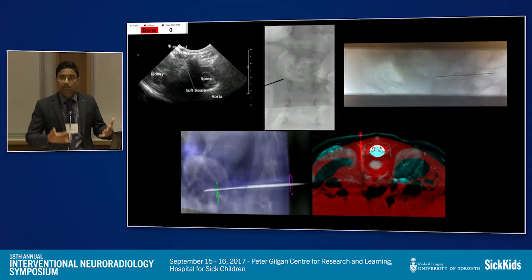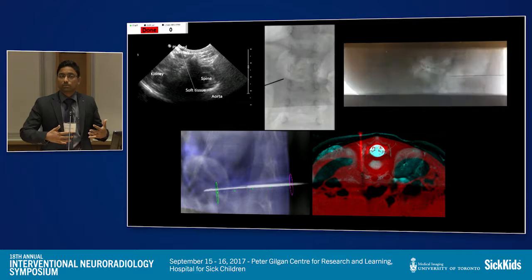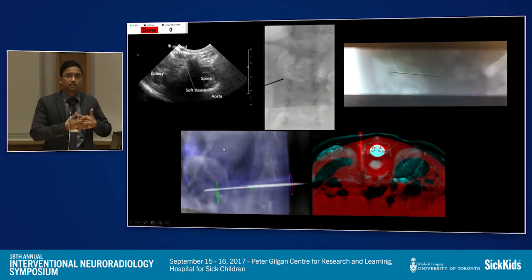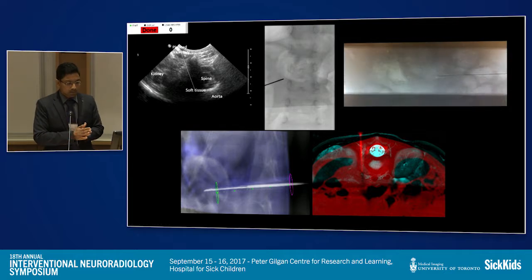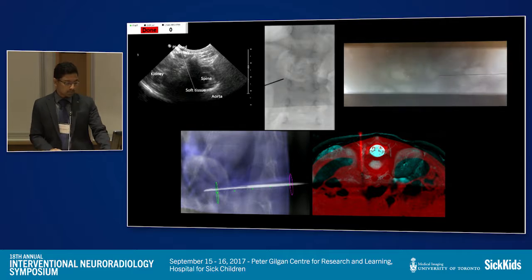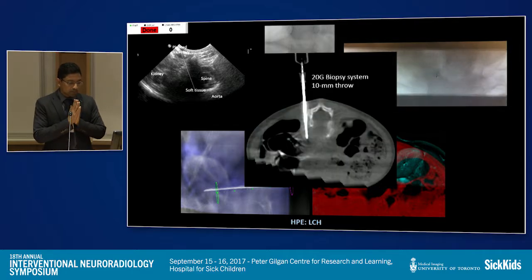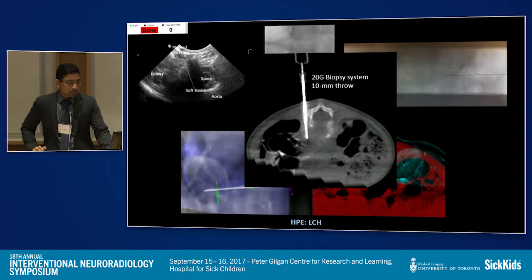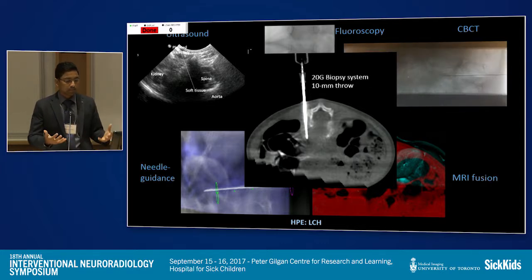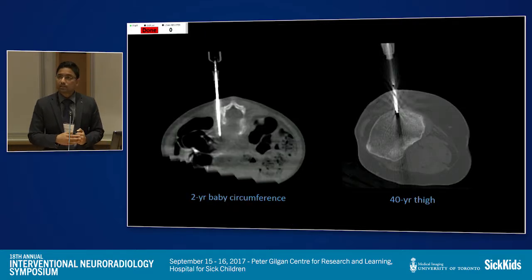Now, this looks like an elaborate setup, but once we are used to the steps of each of these, each modality actually adds a single element to the jigsaw puzzle. And it doesn't actually increase the procedural time. We find it decreases procedural time. And this was the biopsy with a standard 20-gauge system. And you can see how information from a number of systems can be married to increase the safety and efficacy of a procedure, but also at the same time decreasing the risk and the requirement for radiation.